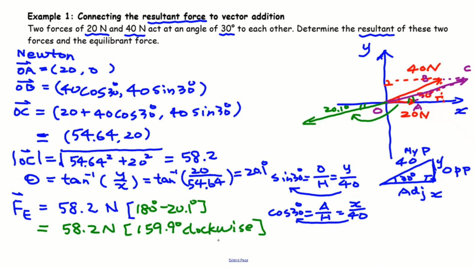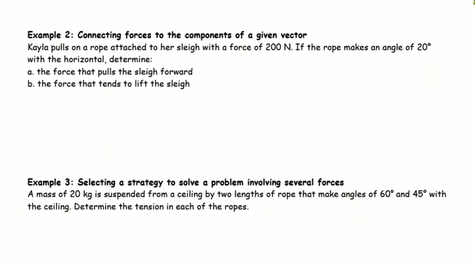Okay, so this didn't say whether it's counterclockwise, so if we want to make it more precise, we need to say this is counterclockwise. Then we are going to know that the 159.9 will be clockwise. Okay, so this is our final answer. This is our resultant. This is our equilibrium force. So this is for example 1. Then we are going to practice on more examples.